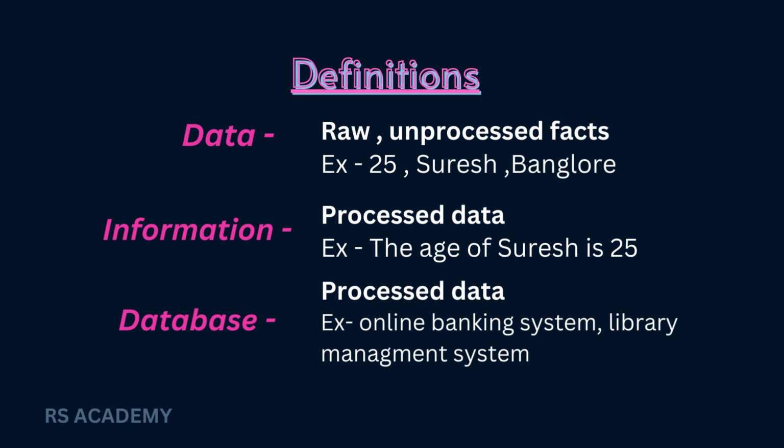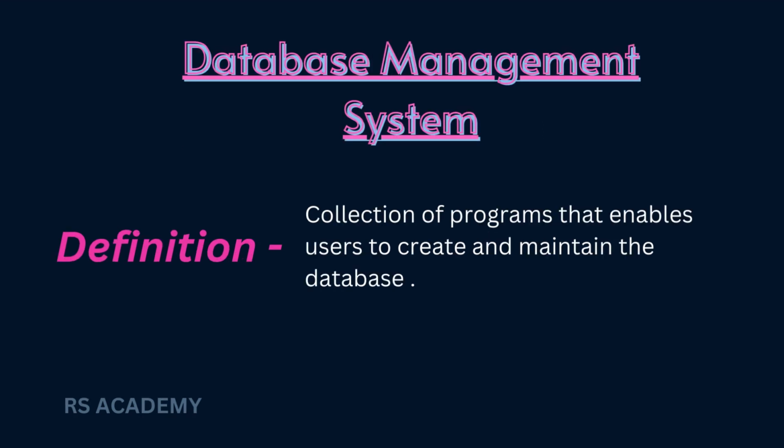Next, let us see the definition of DBMS. So database management system is a system to manage the database, and here managing could be either storing of data or retrieval of data from the database. Now let's look into the proper definition of database management system. Database management system is a system or it is software, or I can say it is a collection of programs that allow users to create and maintain the database. So this is a very simple definition.